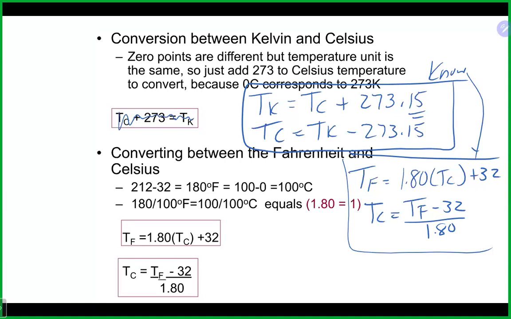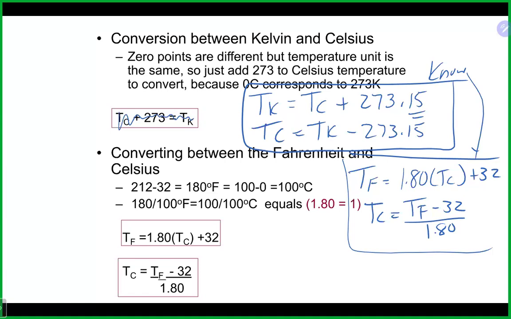Now that 1.8 number is really the same number that you might have learned as a fraction. 9 over 5 is sometimes how people do this conversion. So you can use 9 over 5, which is 1.8, along the way.